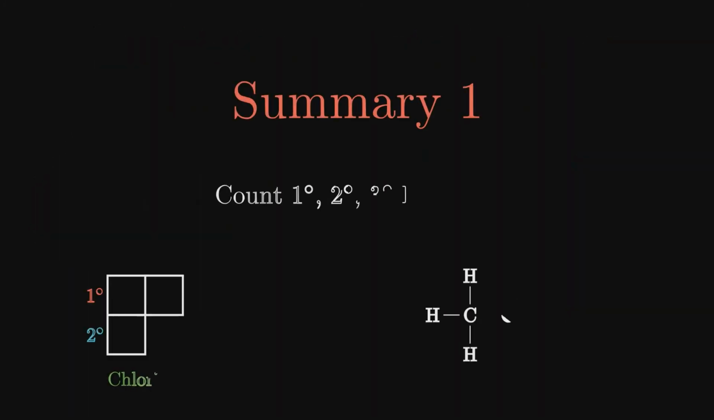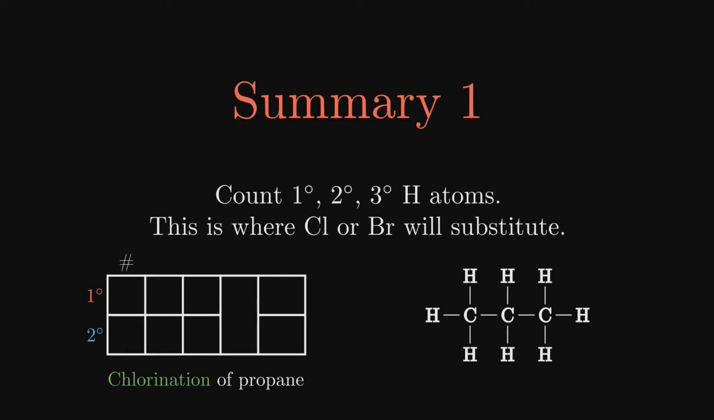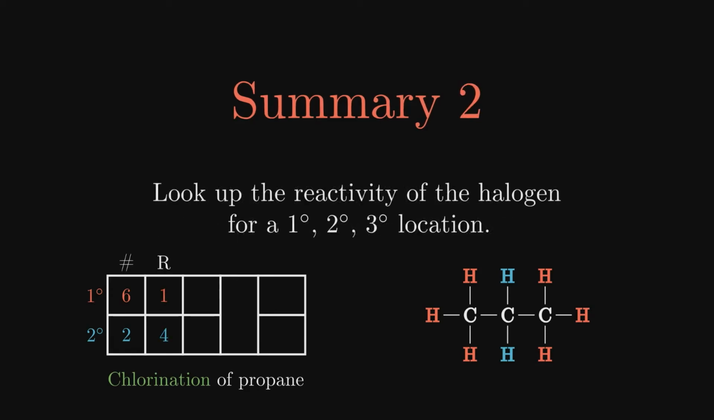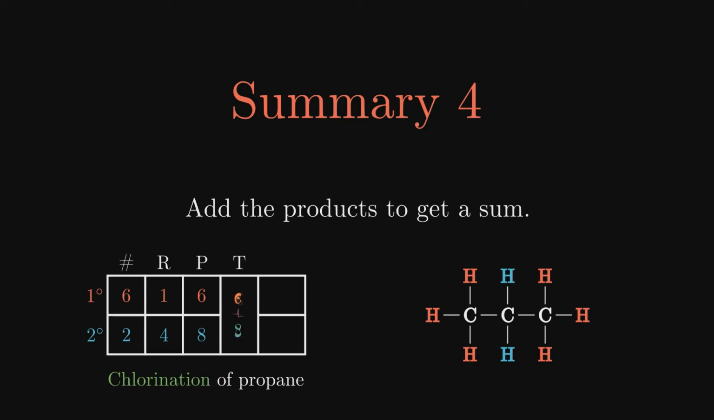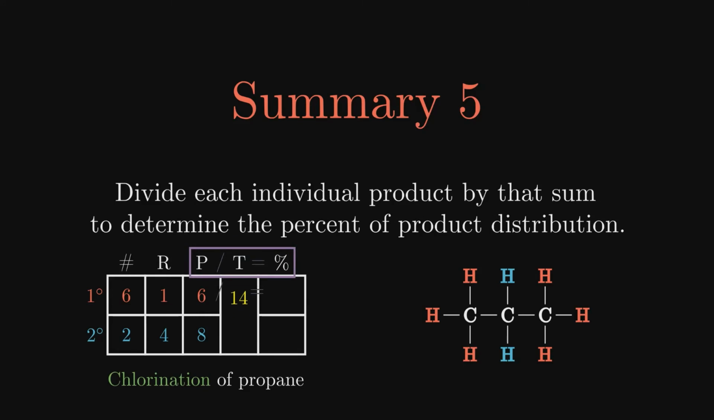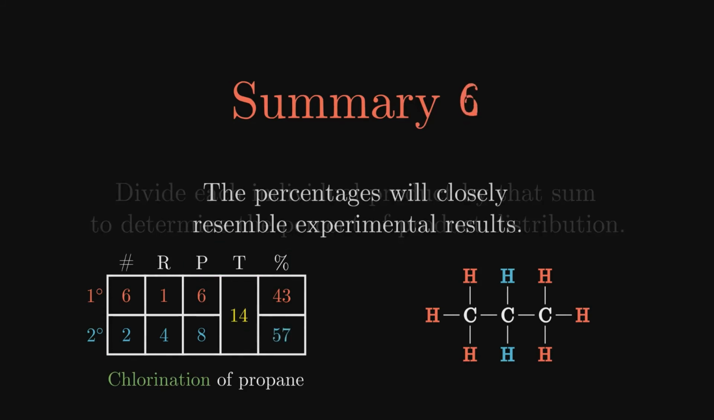And to summarize these calculations, we first need to identify and count any primary, secondary, and tertiary hydrogens on our alkane. These are the locations where the chlorine or bromine will substitute. We find the reactivity of the halogen towards those particular locations. We then multiply the number of hydrogens by the respective reactivity of chlorine or bromine towards them. We add our products to get a sum. We then use this sum to divide each of the location totals by in order to determine the percent of product distribution. The percentages we calculate should closely resemble experimentally determined distributions.